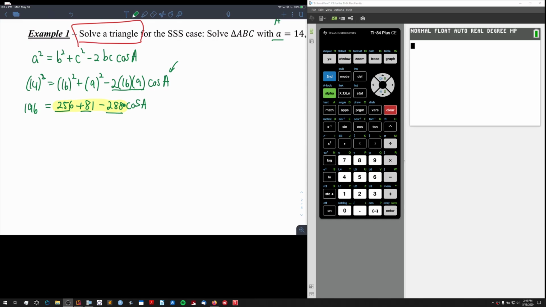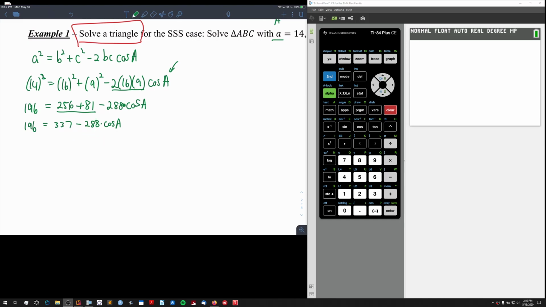You can't do that. The only thing I can do right now is do 196 equals, and I can add these two, which gives me 337. But then I cannot do anything with 288 because it's being multiplied by cosine A. So I can't do anything else there. So what you do now is, I can't subtract these two. Don't do that. You can't subtract them.